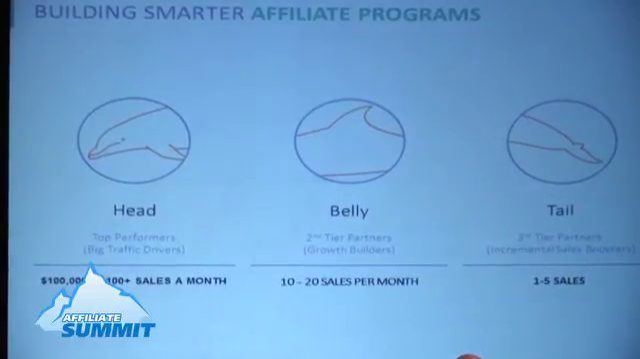So the tail is obviously the third-tier partners, those really are the incremental sales boosters, as I like to call them. Your second-tier partners are your growth builders. These are the folks that I love my team to spend a lot of attention on, because these are the folks that consistently, month over month, will bring you 10 to 20 sales per month.